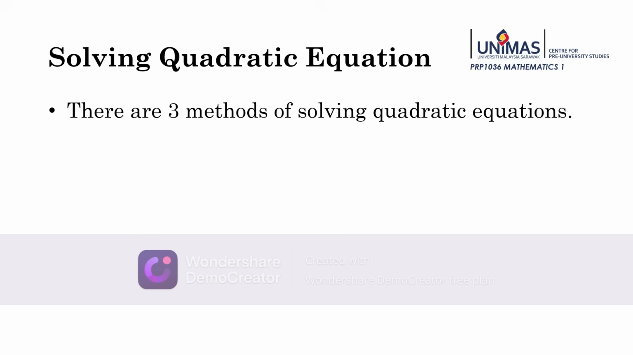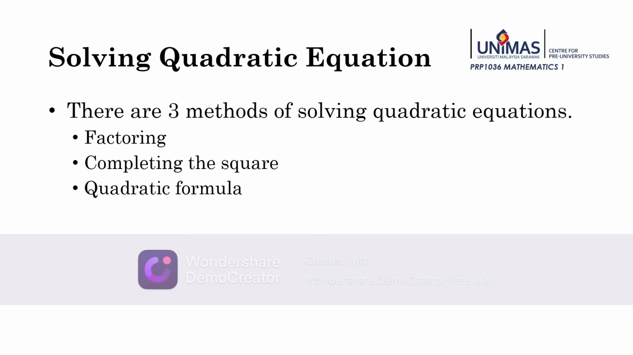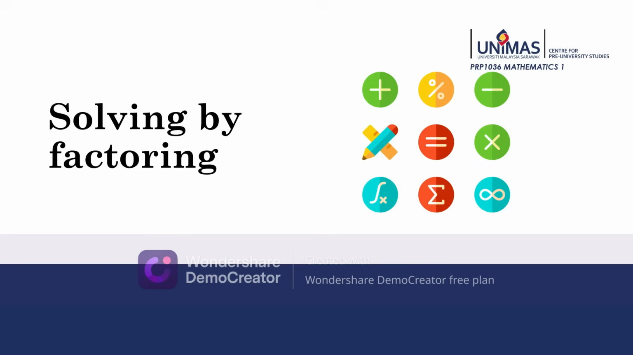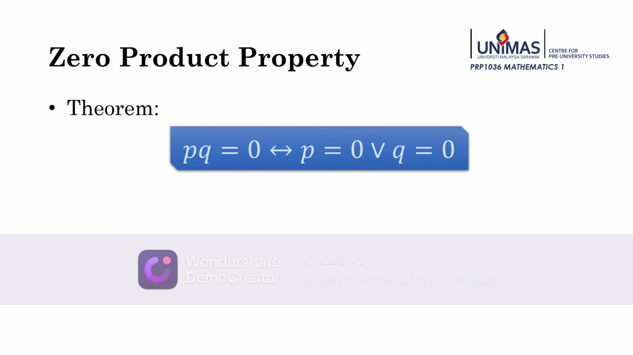There are three methods to solve the quadratic equation. I believe you have learned this in your school. We have factorizing, completing the square, and the quadratic formula. First, we look at how to solve using factorizing. We use the zero product property.